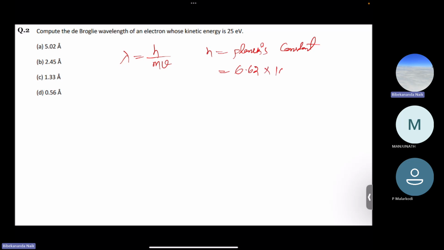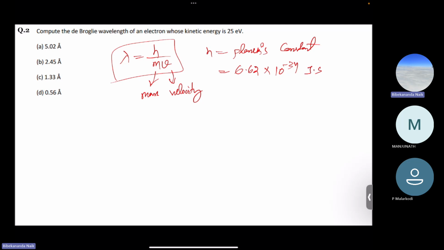It is 6.62 into 10 to the power minus 34 joule second. Now this is the formula where h is the Planck's constant, m is the mass of that particle, and v is the velocity. Now the question says compute the de Broglie wavelength of an electron whose kinetic energy is 25 electron volt. So basically there are different formulas for calculating the de Broglie wavelength.